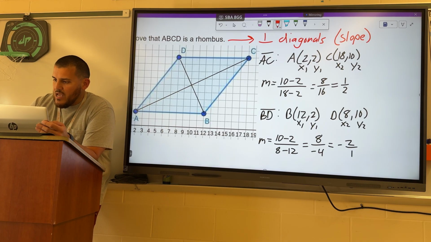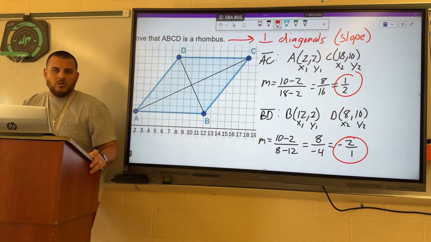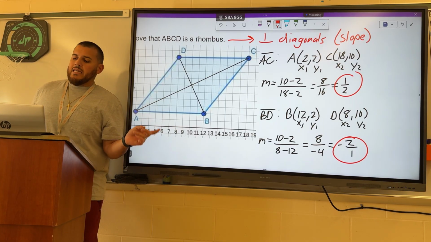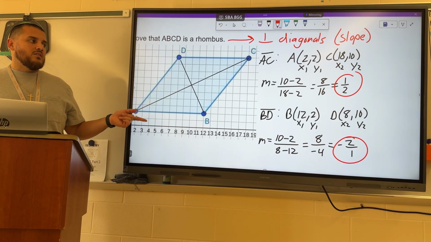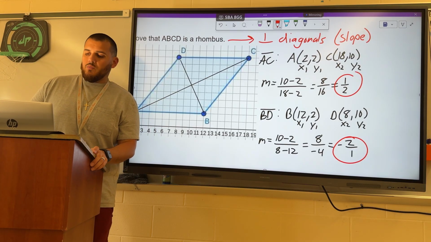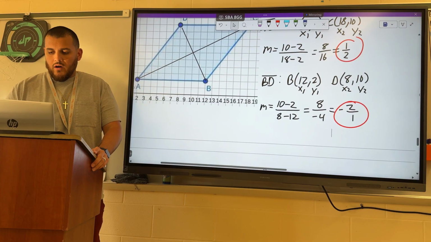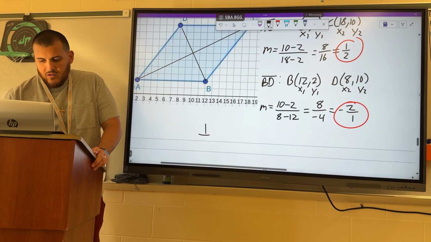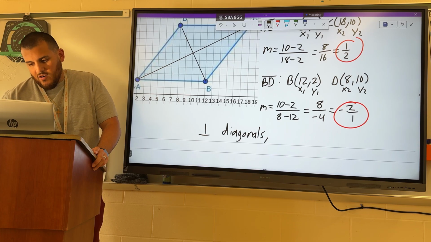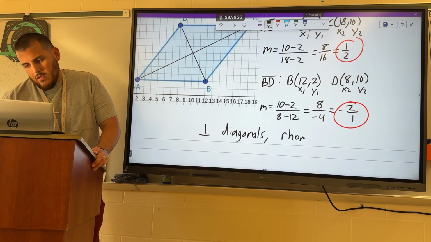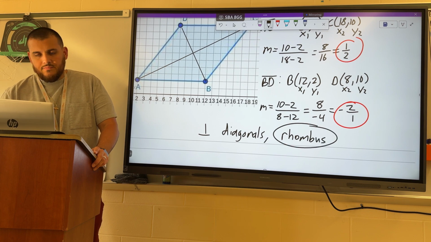so that we can see that these are negative reciprocals of each other. 1/2 and negative 2 over 1. Those fractions are flipped. One's positive, one is negative. Those are negative reciprocal slopes. Therefore, I have perpendicular diagonals, and therefore, this must be a rhombus.